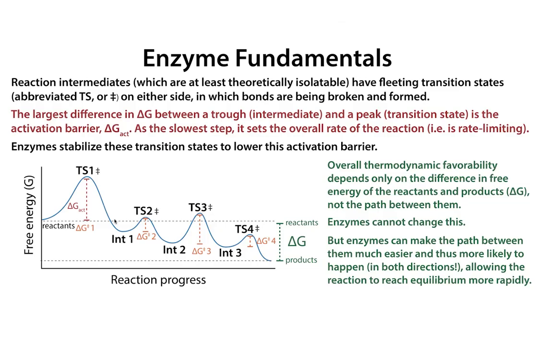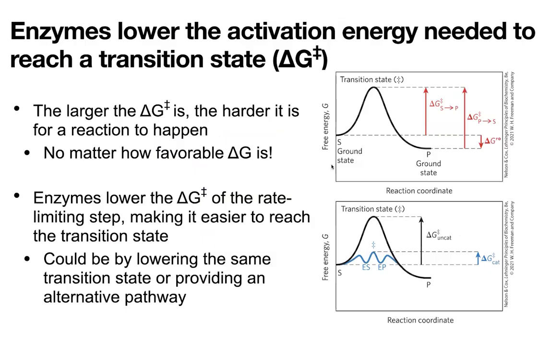So you are going to be going from intermediate to transition state, and you might do this multiple times throughout the course of an enzymatic reaction. Each of those is going to be associated with a delta G double dagger, and the one with the biggest delta G double dagger is going to be the activation energy for that reaction. It's the slow step. It might not be the first one. It may be the first one.